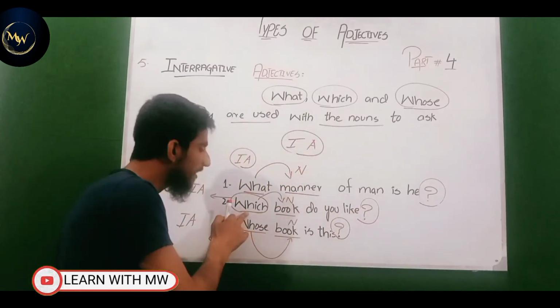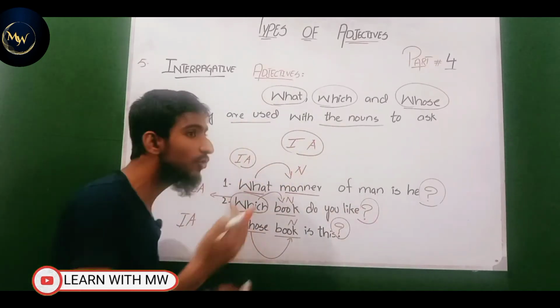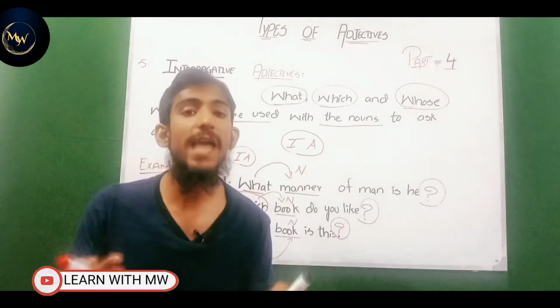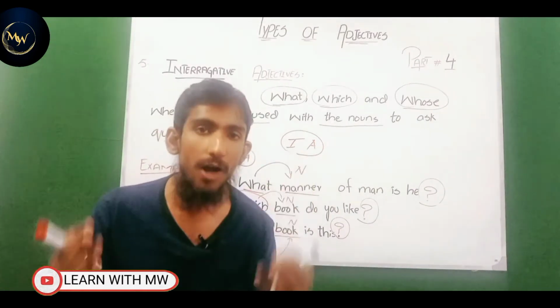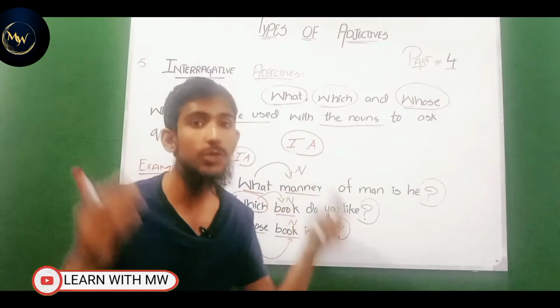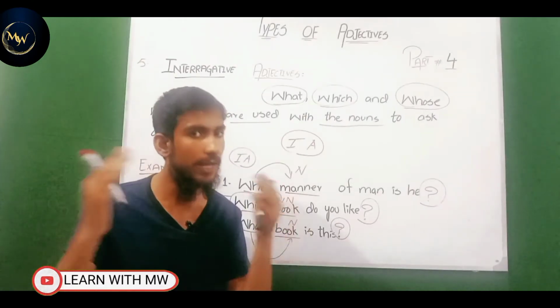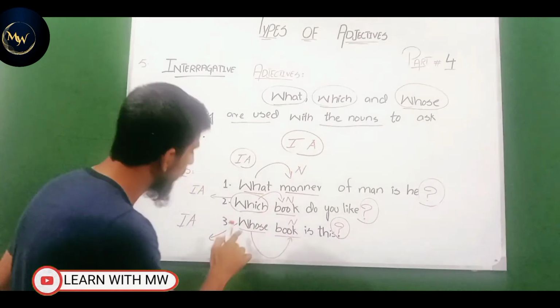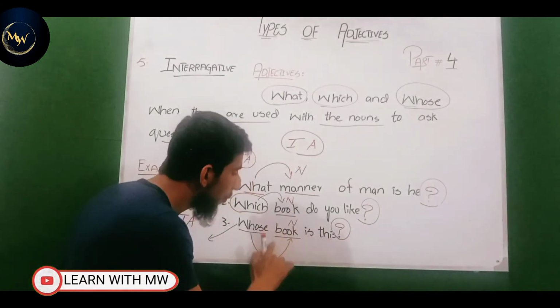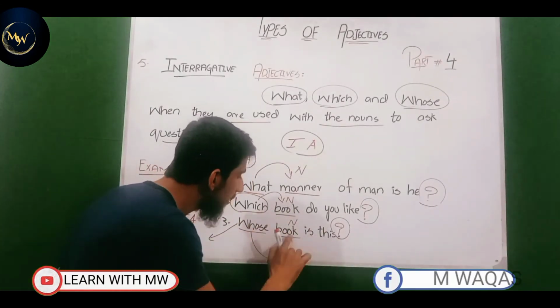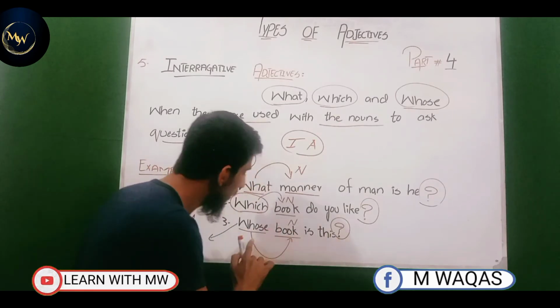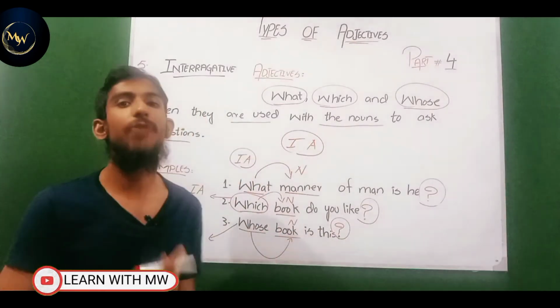That's why "which" is an interrogative adjective, because we know those words which add meaning to the noun or pronoun, we call them adjectives. So which, what and whose, when used with a noun to ask a question, we call them interrogative adjectives. Like the last example, whose book is this? "Book" is a noun, and "whose" is used with a noun to ask a question. That's why "whose" is also an interrogative adjective.